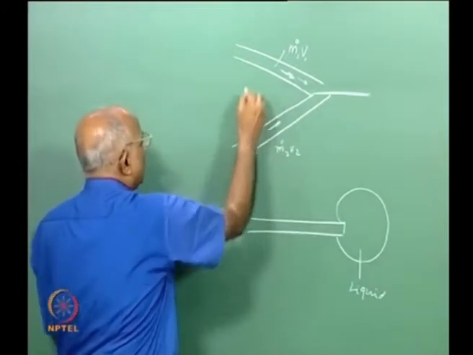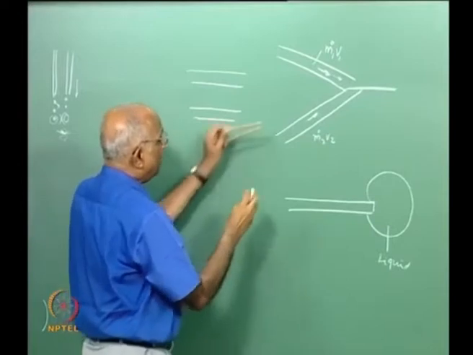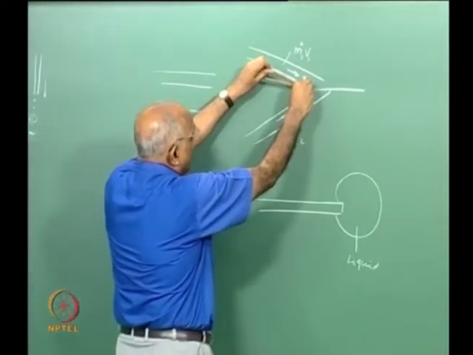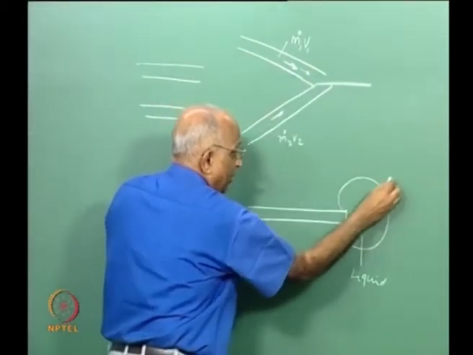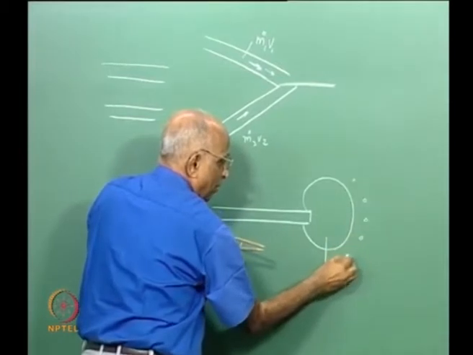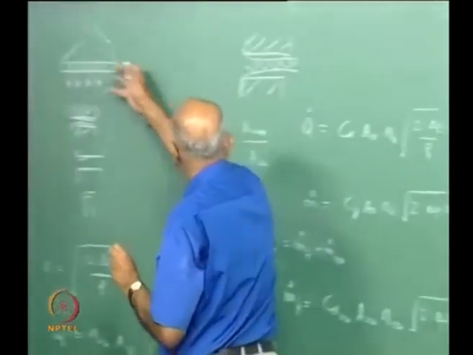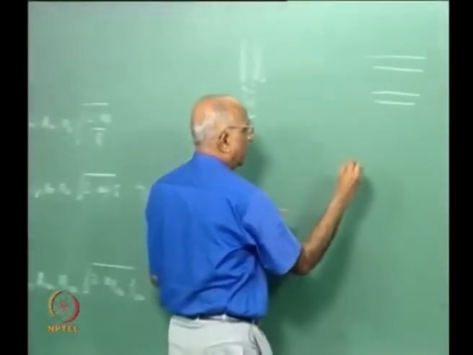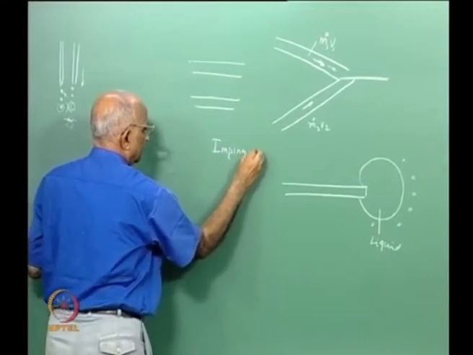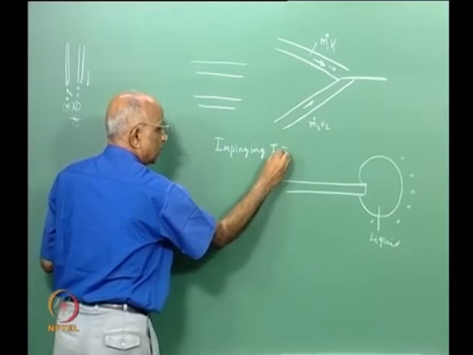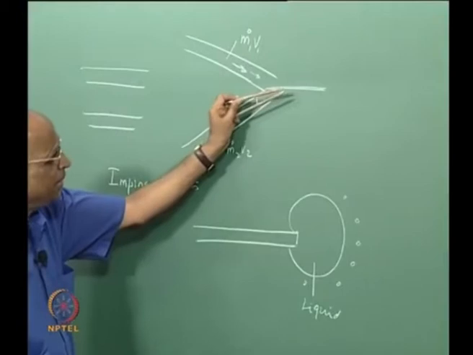Therefore, instead of using single jets in a shower head, I have a lot of jets like this. What I do is, I make two jets impinge on each other, and therefore, I form a thin liquid sheet which then breaks into droplets. And this is what we say is, instead of having something like a shower head over here, I start talking in terms of impinging jets. And now, I can make this final jet in any direction I want.